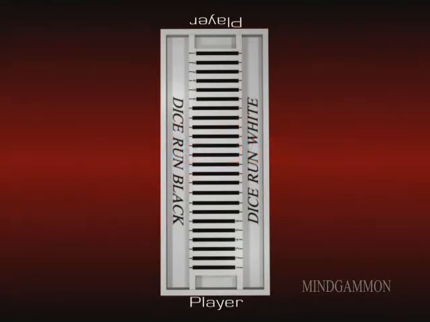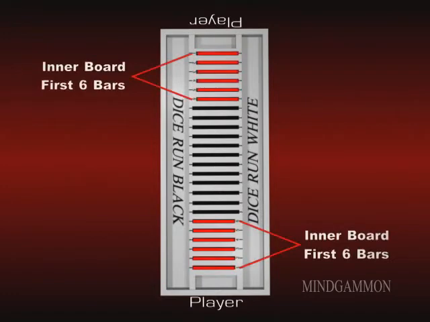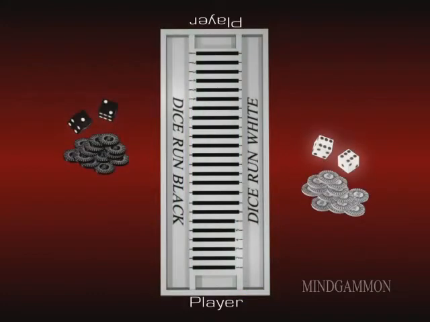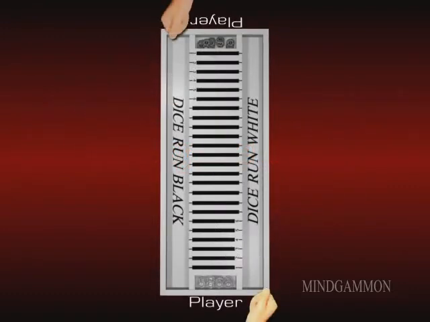There are 24 bars to the Mindgammon board. Each player has an inner board, which is the first 6 bars, a dice run, a set of dice, and 15 checkers. To play the game, players face each other at opposite ends of the board.